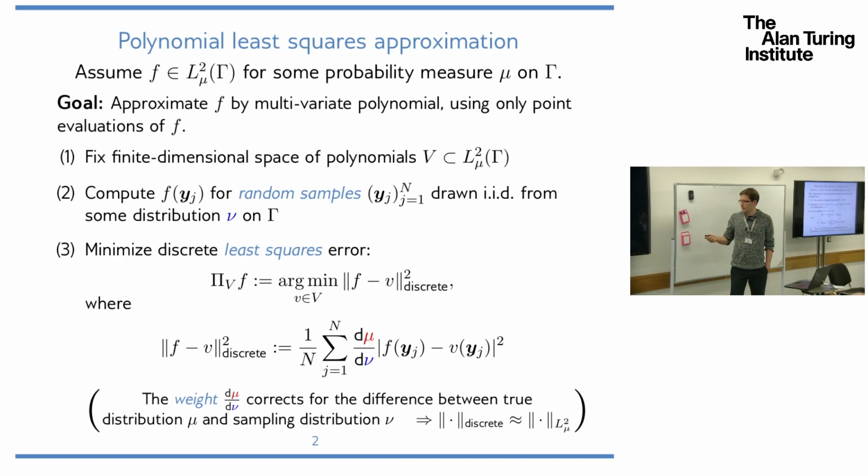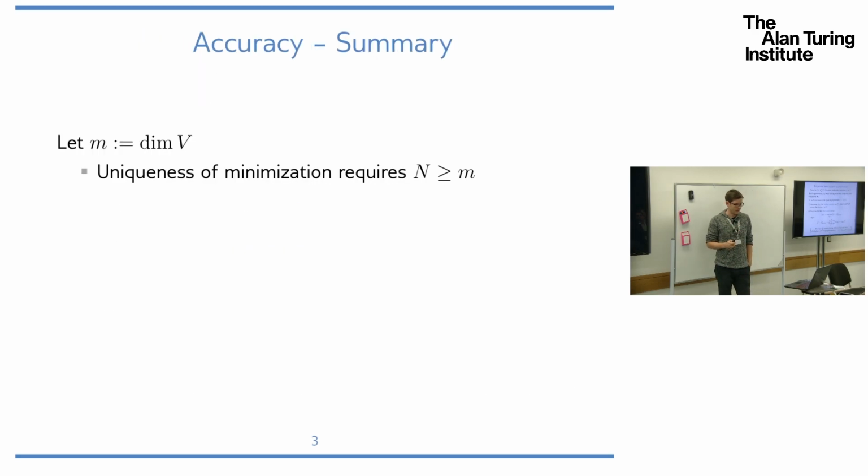Okay, now since this is an unbiased, or rather the square of this discrete norm is an unbiased estimate of the continuous L2 norm, you would hope that using this method you get roughly the accuracy that the continuous L2 projection would give you. And now I have one more slide that summarizes these results about the accuracy.